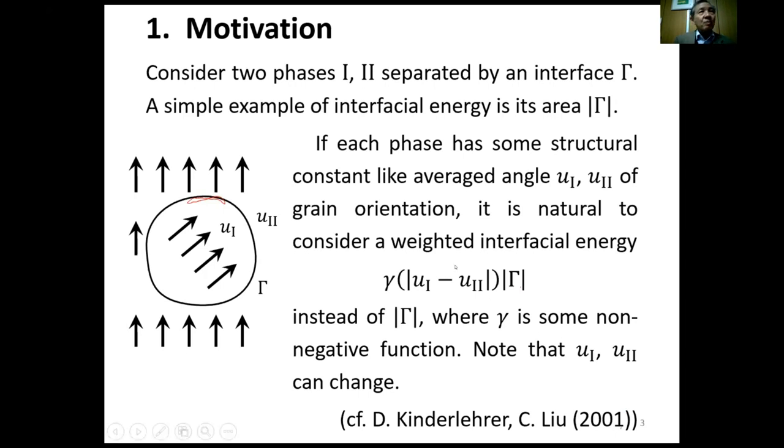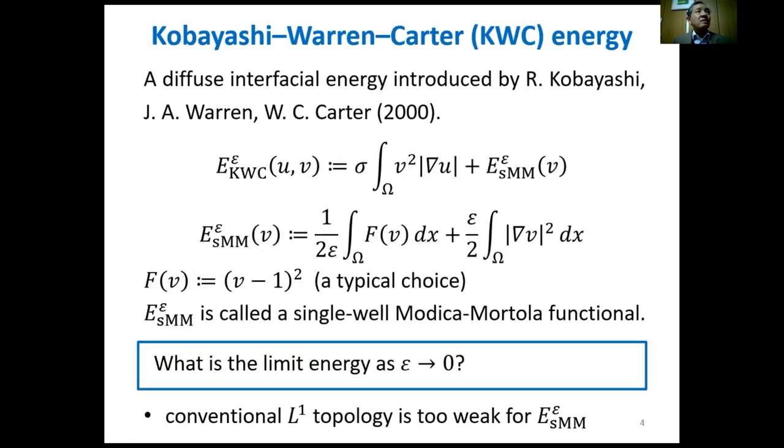But there's another approach, earlier than Kinderlehrer-Liu, a diffuse interface energy approach, which was introduced by Ryo Kobayashi, Warren and Carter, 2000. Ryo Kobayashi was my former colleague at Hokkaido University. Now he moved to Hiroshima a long time ago. And this is the Kobayashi-Warren-Carter energy. Sigma is a positive constant, and v squared is a weight. And this is a single Modica-Mortola type energy. Let me explain briefly.